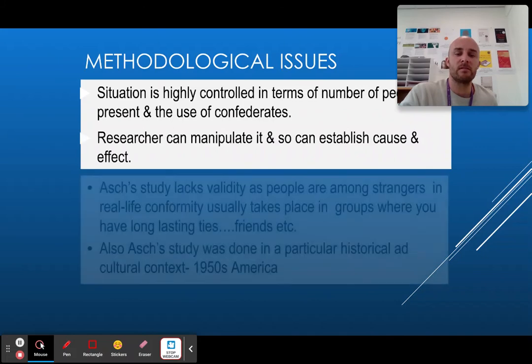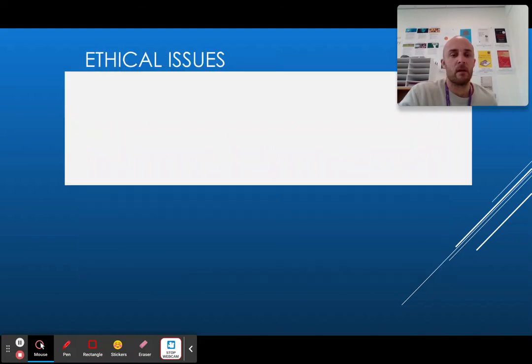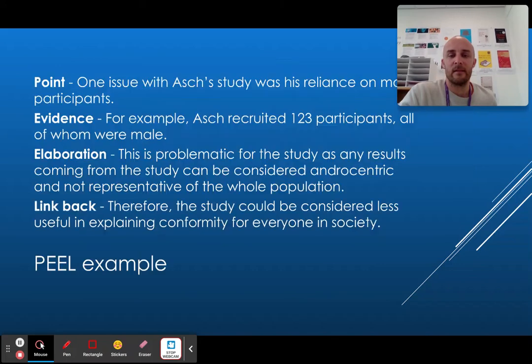So you do need to do it. There's a couple here. I do want you to pay attention to the bottom one. Asch's study was done in a particular historical and cultural context. What's wrong with these slides? 1950s America. Do we conform as much as they used to? Probably not. Therefore, it doesn't apply to today's society. But more on that later on. And obviously, it is a bit unethical as well.